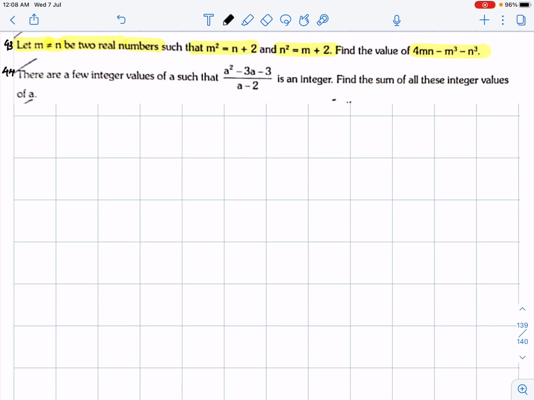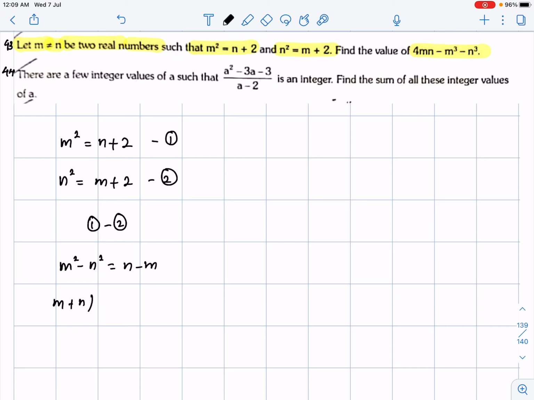So guys, to solve such type of question, we'll take the first equation as m square is equal to n plus 2 and the second equation as n square is equal to m plus 2. Now I'll subtract these two equations. So equation number 1 minus equation number 2 will generate m square minus n square is equal to n minus m. That means m plus n multiplied by m minus n is equal to n minus m.